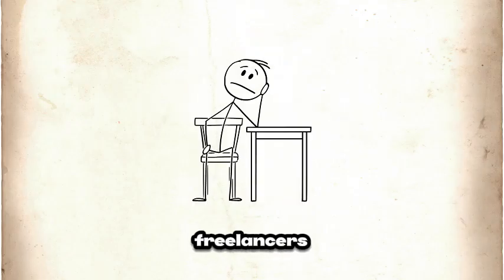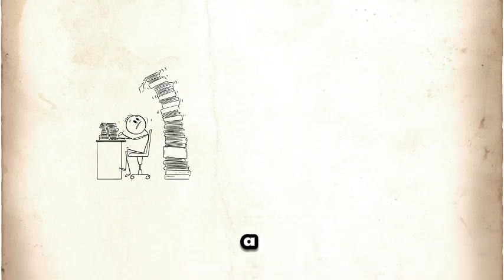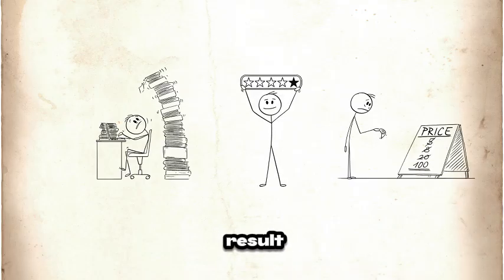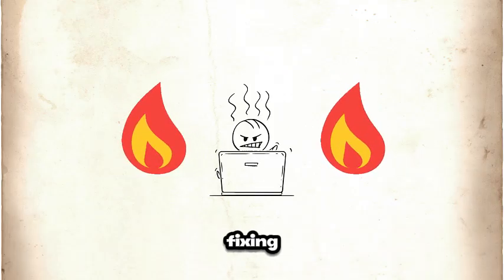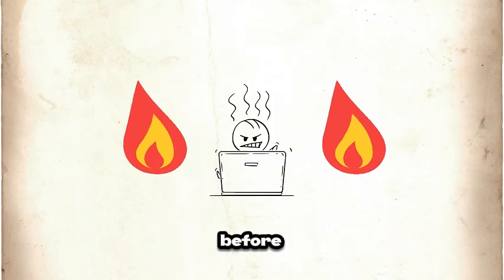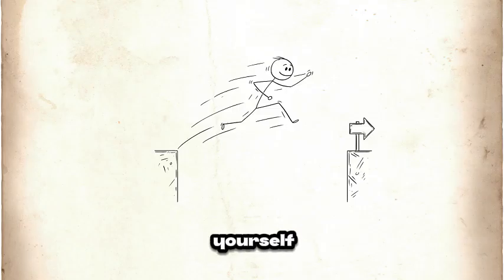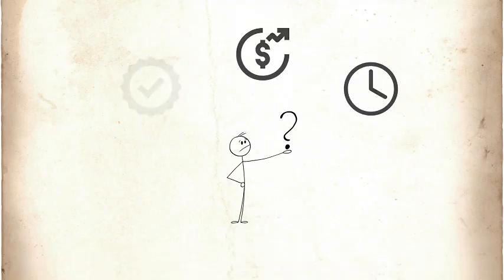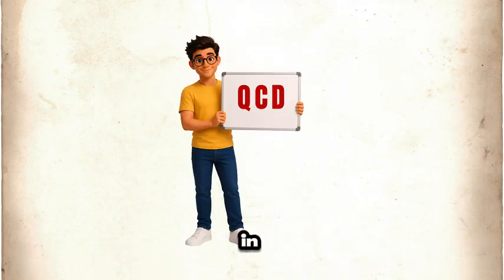What is the problem? One mistake many freelancers make is treating every client complaint as unique. A missed deadline gets one solution, a quality issue gets another, a pricing concern gets another. The result? You're constantly putting out fires instead of fixing the real process. Before jumping into solutions, ask yourself, is this a quality issue, a cost issue, or a delivery issue? That's where QCD comes in.